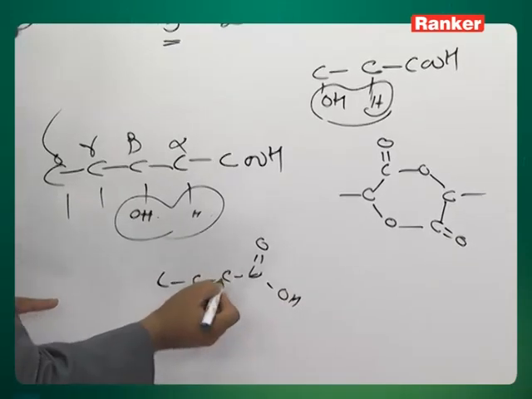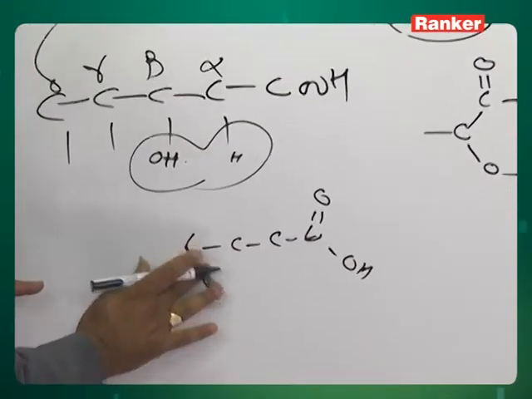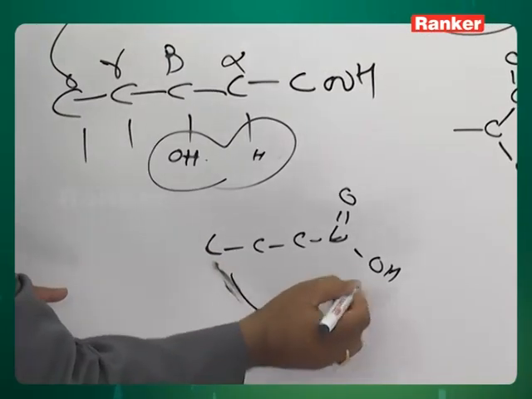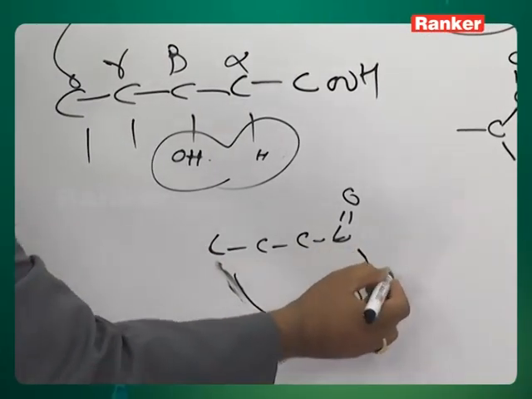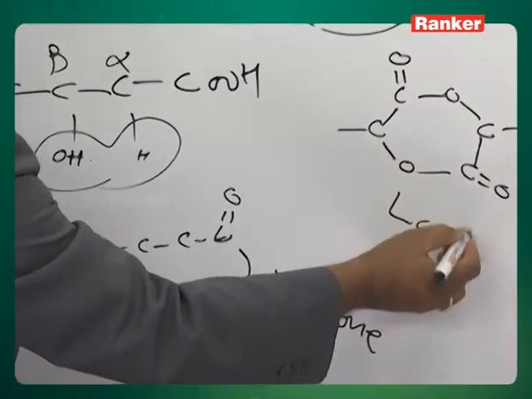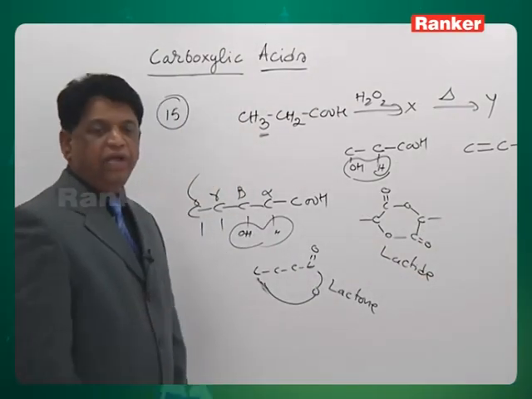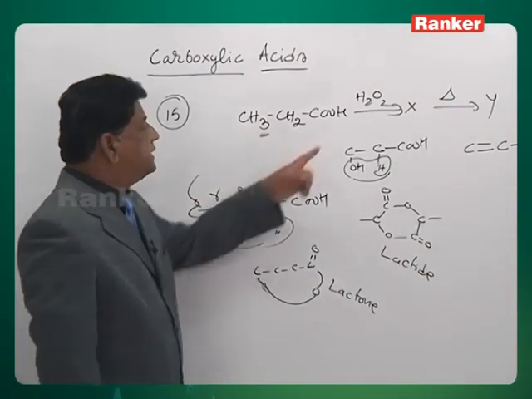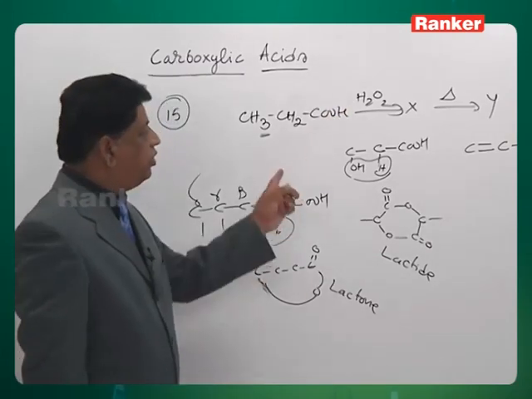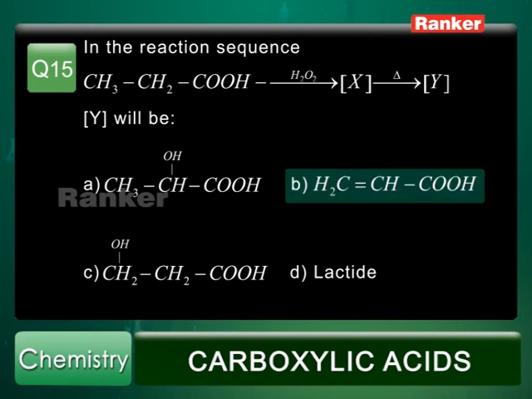COOH, so alpha, beta, gamma. If gamma OH is there, this and this will react, and a cyclic ester is formed. That is called what? Lactone. This is called what? Lactide. So lactide is formed through the alpha hydroxy acid, but X is a beta hydroxy acid, therefore you will get an unsaturated acid, that is alpha beta unsaturated acid. That is the concept here. So the answer will be B.